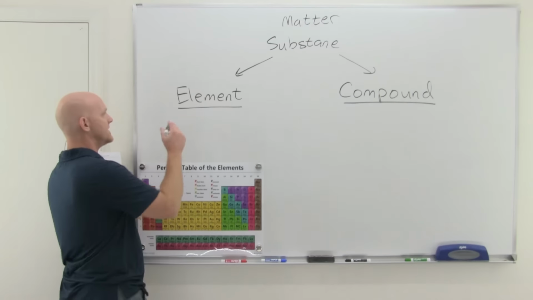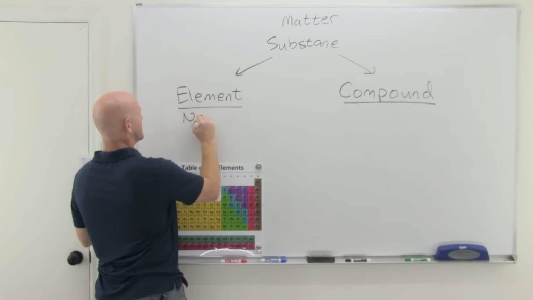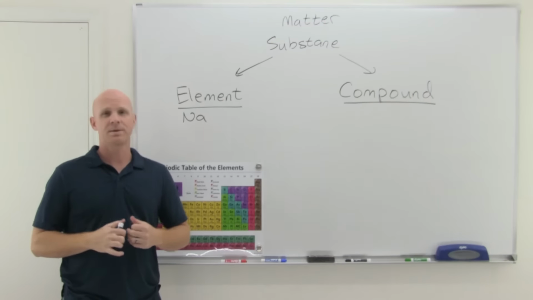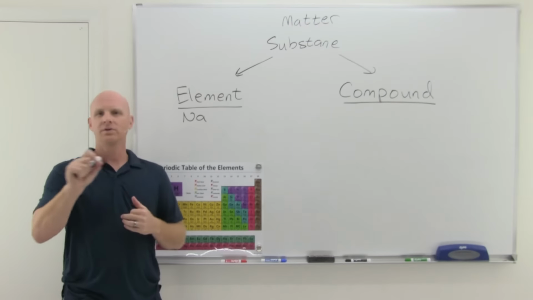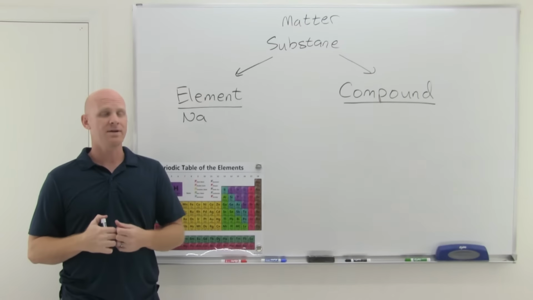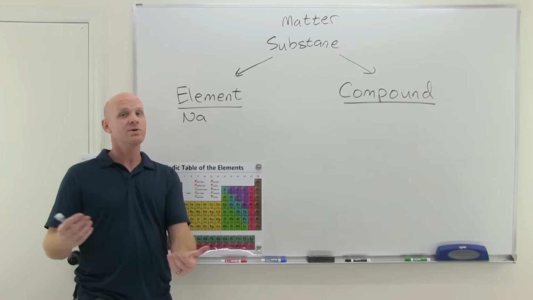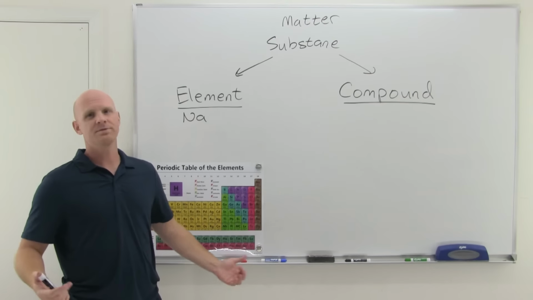A good example of an element might be sodium. We've got plain old sodium metal, and it's a solid at room temperature, and every atom in that metal is by and large going to be sodium. Now there's a chance there could be some small amounts of impurities, but assuming you've got pure sodium metal, every atom would be sodium.